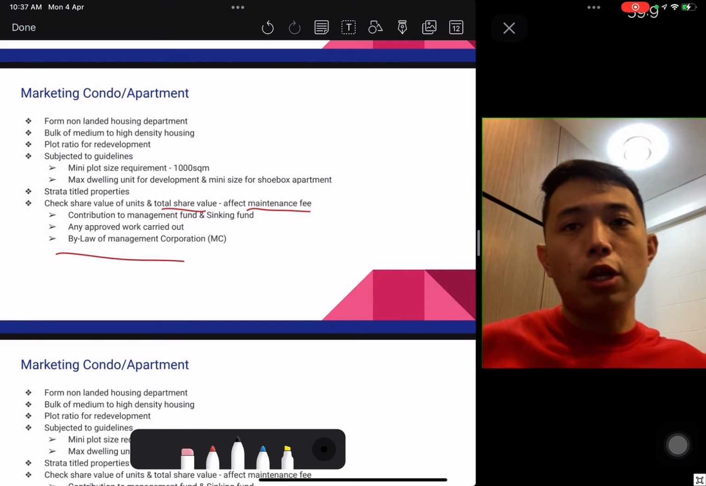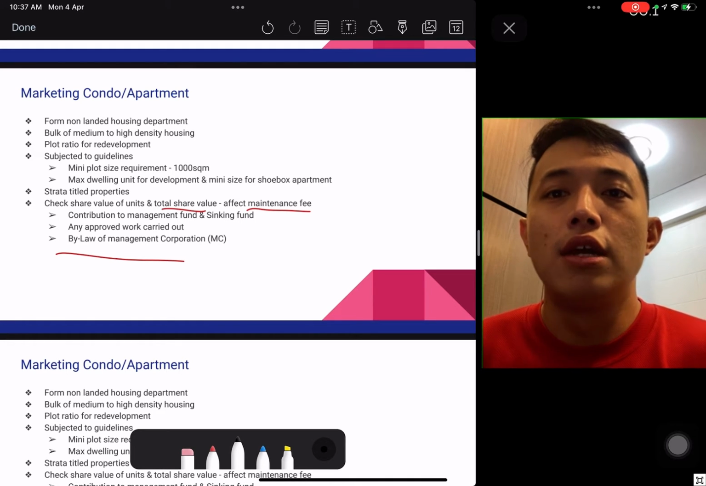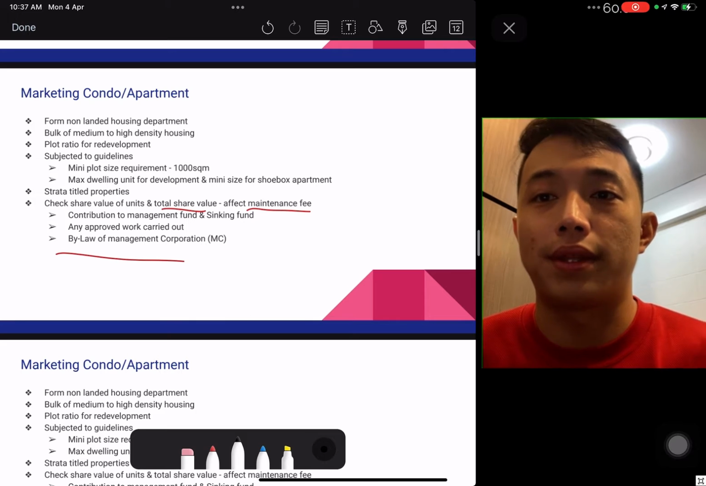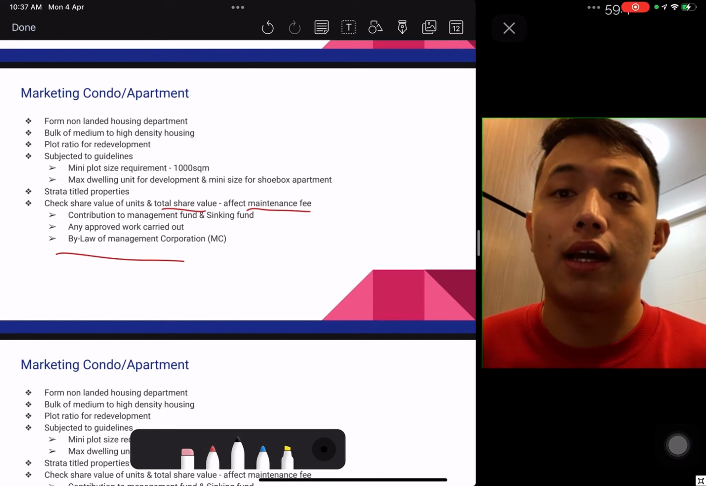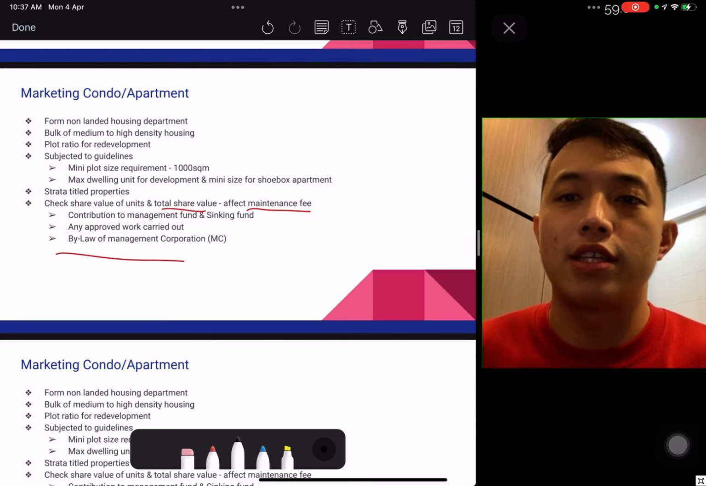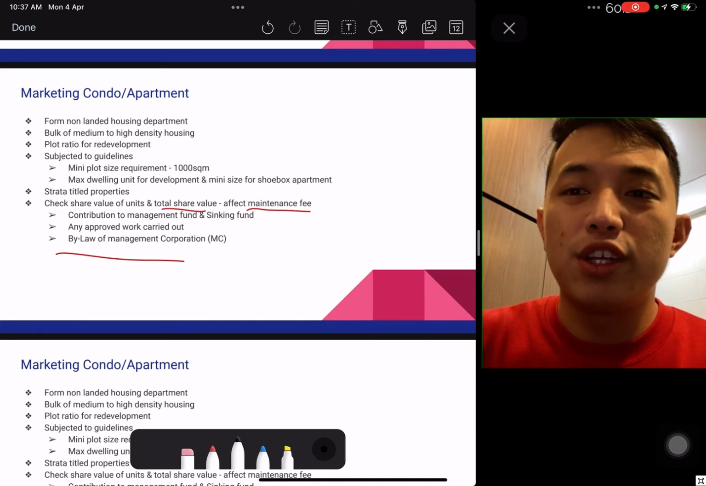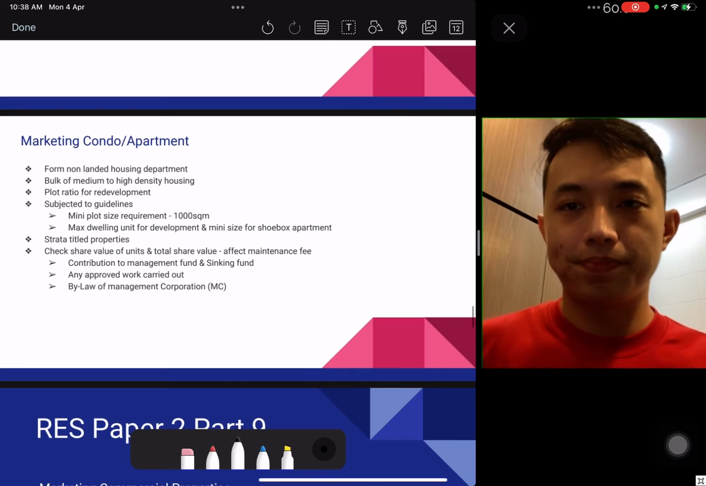Marketing condos and apartments, actually a medium or high density housing area, they have a high plot ratio, a minimum size of 1,000 square meters, they are strata titled properties lah. So there will be share values, and total share values affect the maintenance fee, such as management fund, sinking fund, and there will also be a management corporation, MCST, with bylaws to follow.